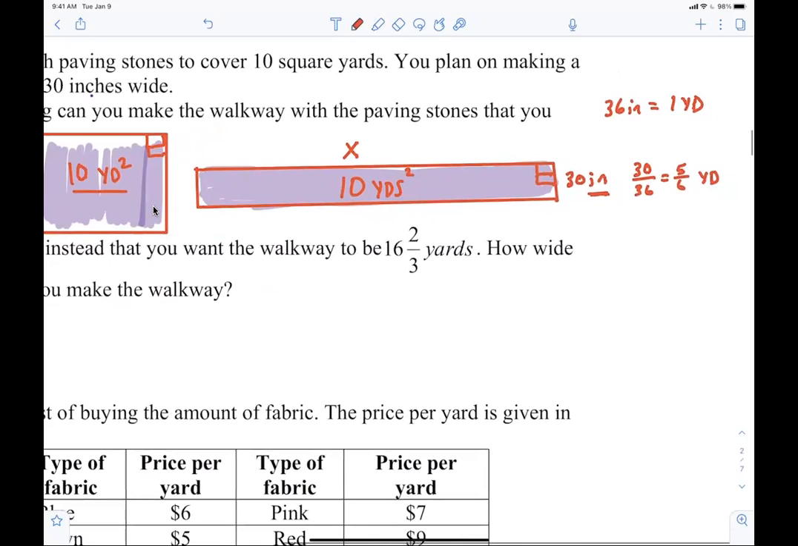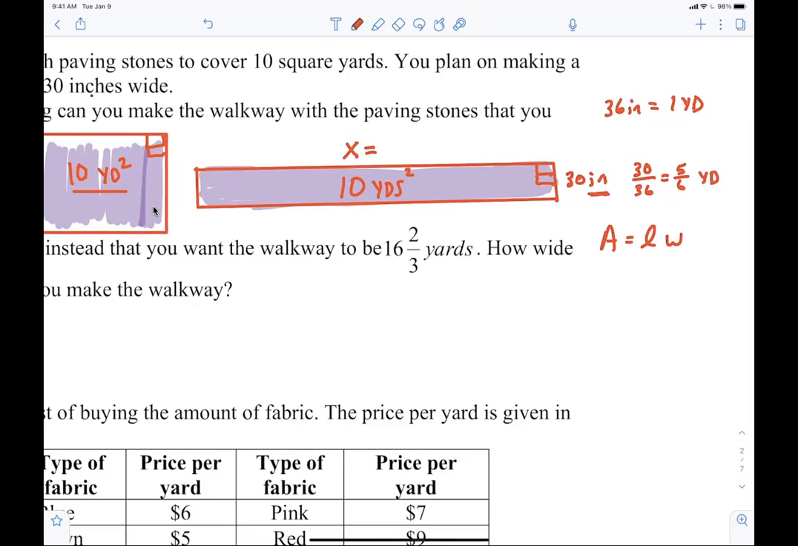Now, keep in mind, the width is 5/6 of a yard. So how long is my walkway going to be? What would I do? 10 times 5/6? So how do I find area again? Area equals length times width. What are we missing here? The length of the whole thing.